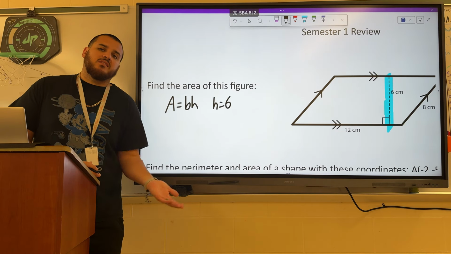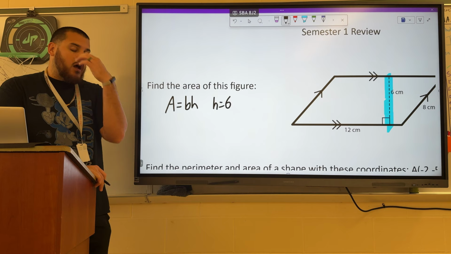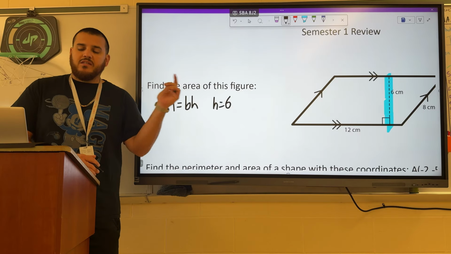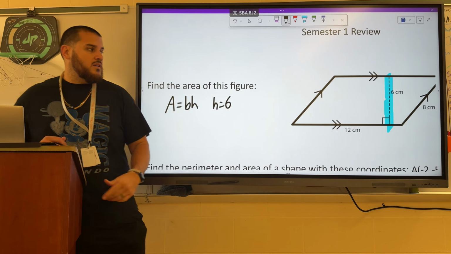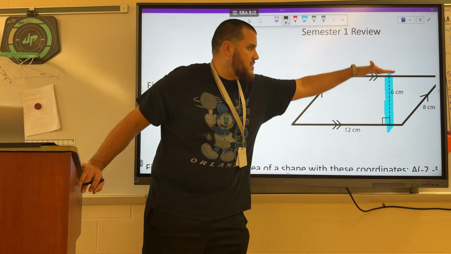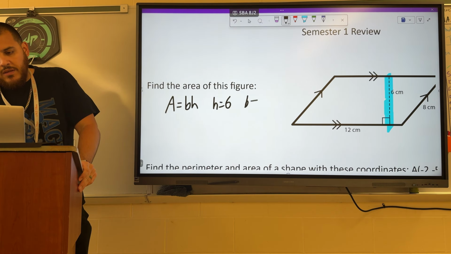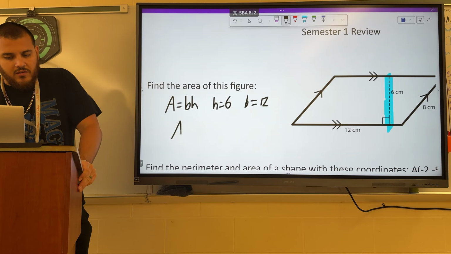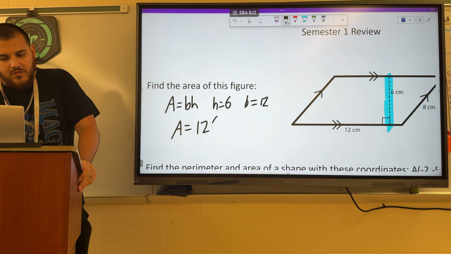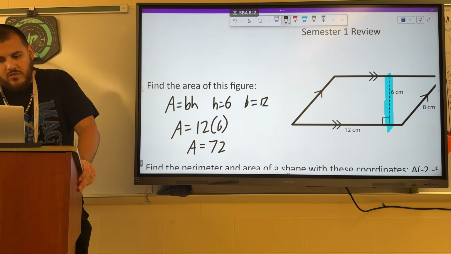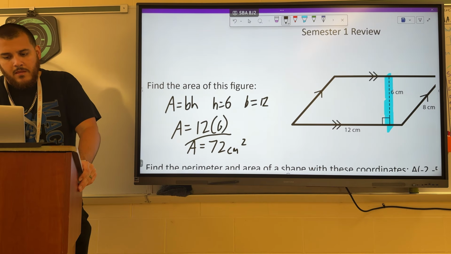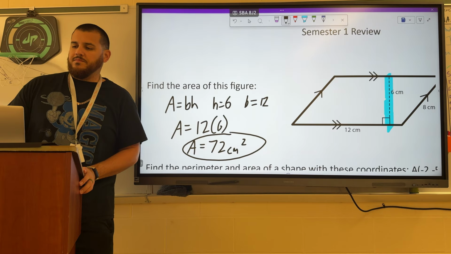Our base then is just the side that height is measuring from. It's not always the bottom of a shape. It just happens to be the bottom in this figure because that perpendicular height is going from this side to the opposite side. That means that 12 needs to be our base, and then we can calculate our area from there. Base of 12 times the height of 6 gives me an area of 72 centimeters squared for this parallelogram.